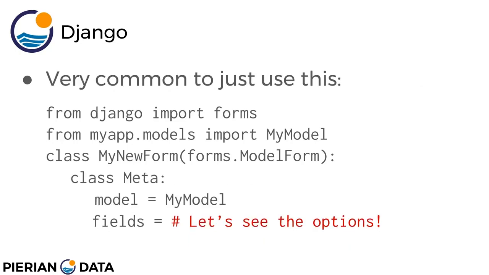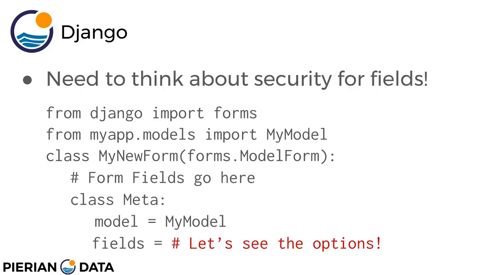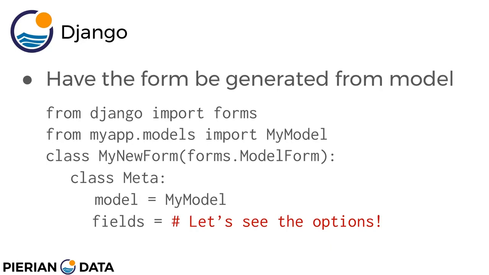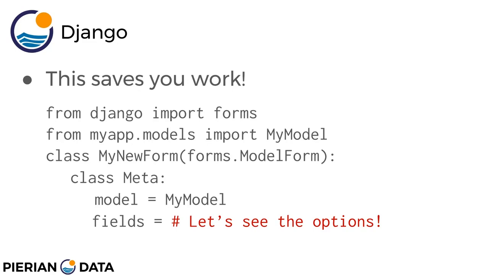And it's also very common to not actually provide any additional field information. So before I mentioned that form fields, like we typically saw, would go right below that MyNewForm class, but often, since you're already matching up the form to match up with the model exactly, you don't actually need to specify those fields. So you'll typically just see the inline class immediately after that form class. So that's very common to see as well. And you can have the form be just generated completely from the model. And that saves you a lot of work.